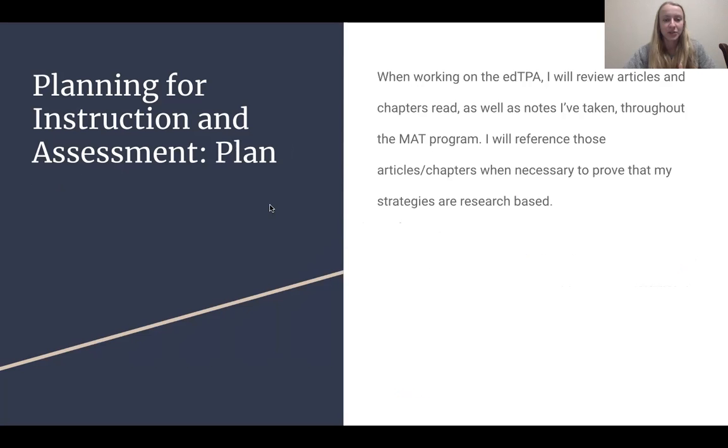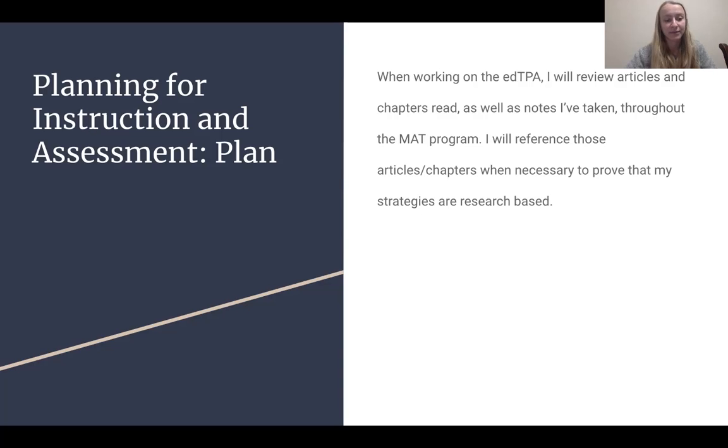So my plan for addressing this problem is that when I'm working on the EdTPA, I am going to review articles and chapters read, as well as notes I've taken throughout the MAT program. As this course comes to an end, something that I've been trying to really do is organize all of the notes I've taken, download and save all of the articles that we have on Moodle, and also make sure I know where the Van de Walle text is.